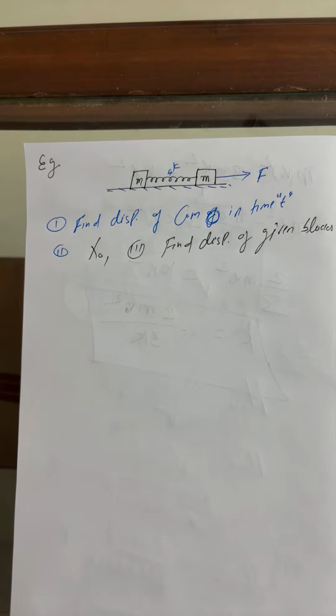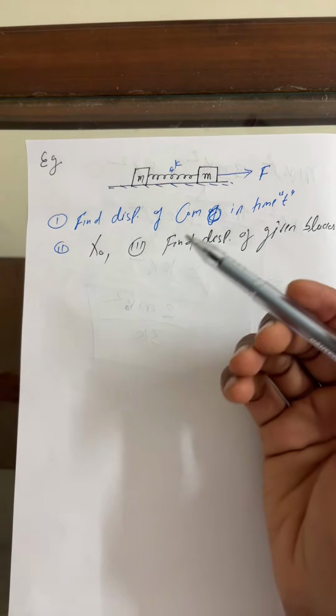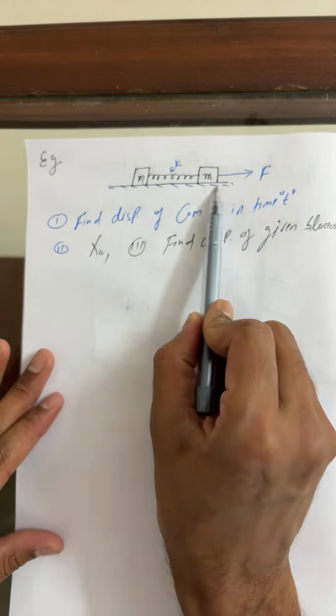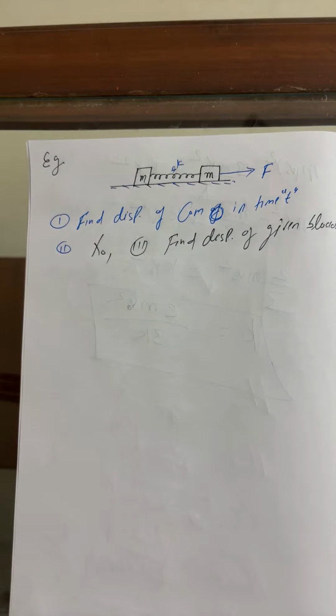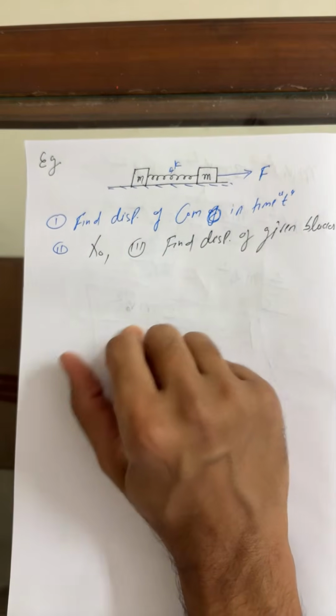Find displacement of given blocks. Again, I can say it's a good question, my dear. So listen carefully here. Now, students, again I'm going to repeat. There are two identical mass blocks. Both are connected through a spring. A force which is constant in magnitude is applied on the right side block.